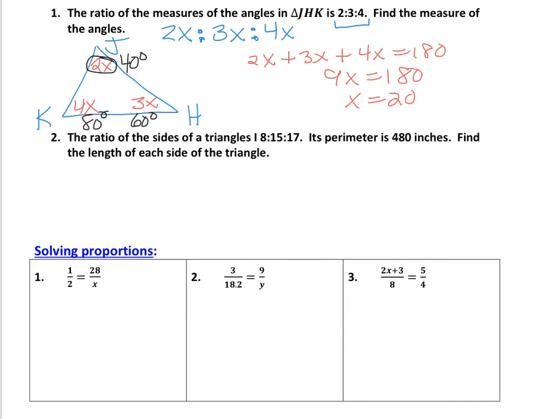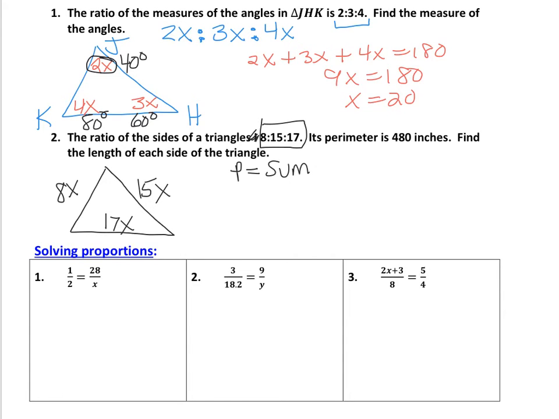So we've got a triangle again, and we've got this ratio, 8 to 15 to 17. Again, we don't know what those sides are, so we introduce an unknown. Perimeter, as you know, is the sum of the sides. So we know that our perimeter is 8x plus 15x plus 17x. And we know that the perimeter that's been given to us here is 480.